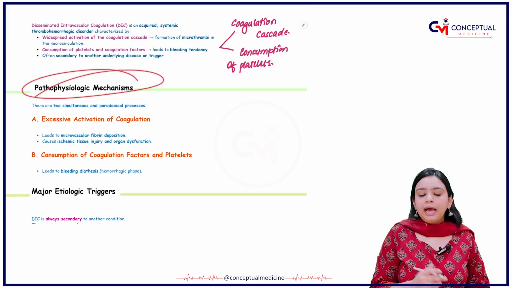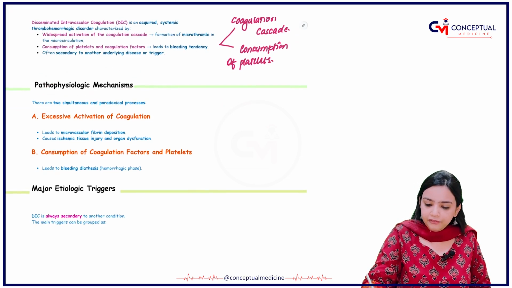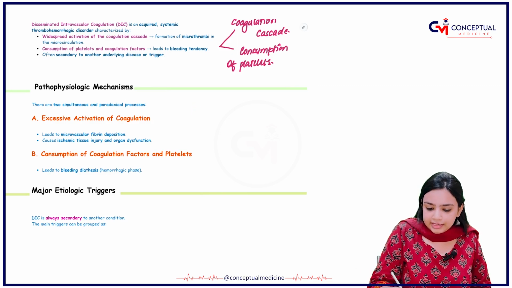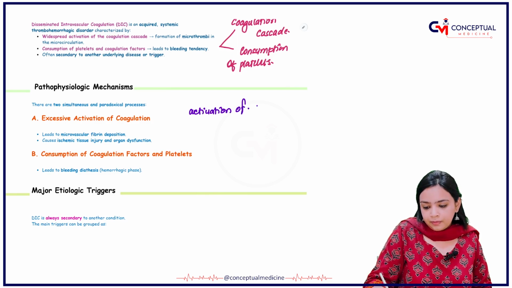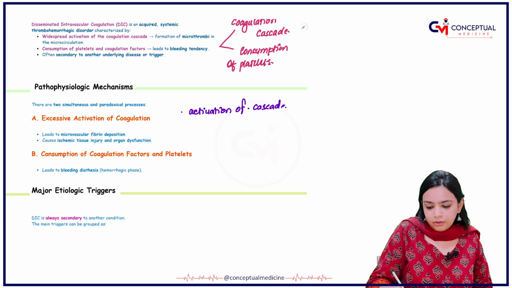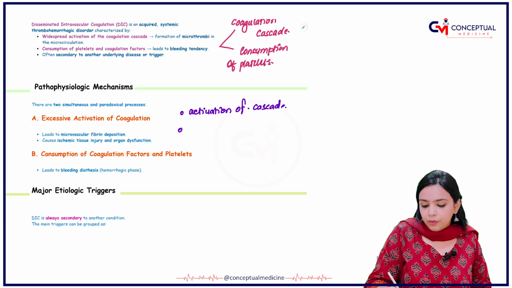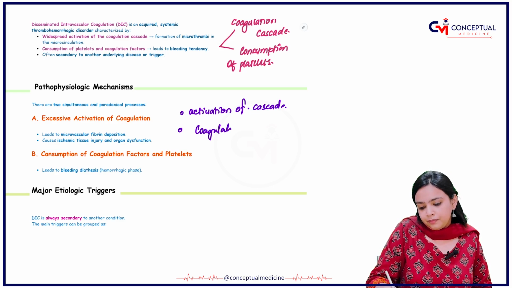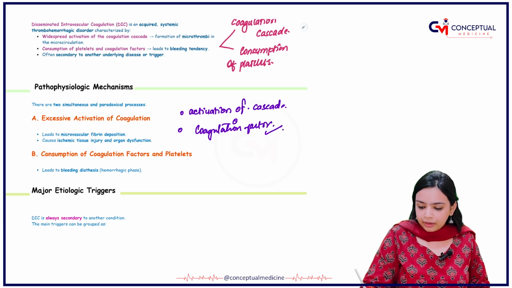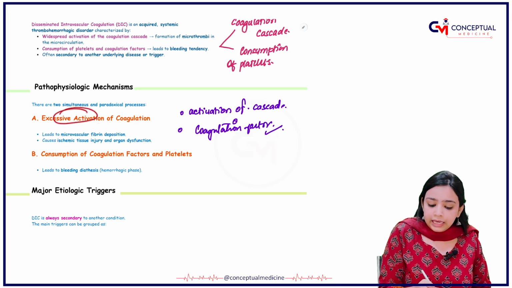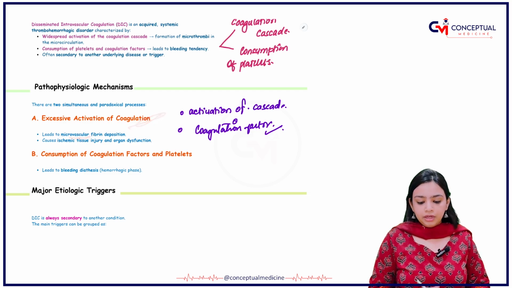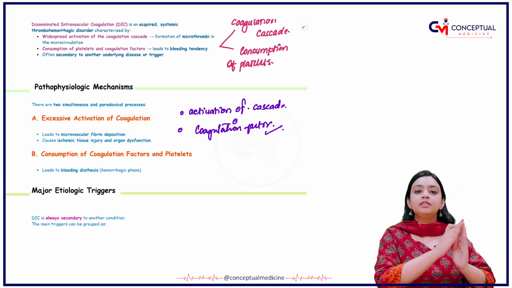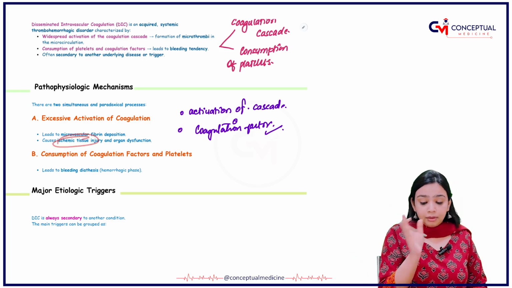Okay. What are the pathophysiological mechanisms you have? You have two mechanisms. First one, there is activation of cascade. Second thing is there is consumption of coagulation factors. Now what happens in the first one? When there is excess activation of coagulation, this leads to microvascular fibrin deposits. All the microvascular fibrin gets deposited, which will cause ischemia to the tissues.